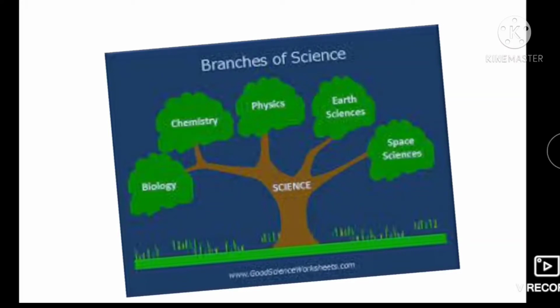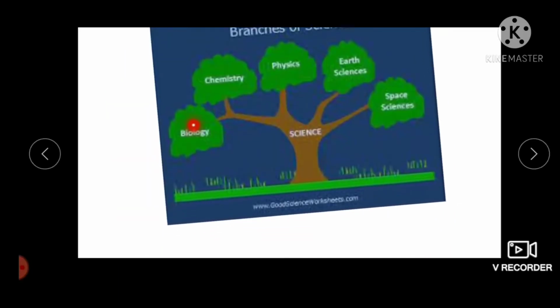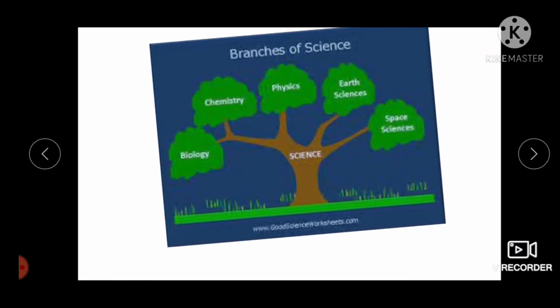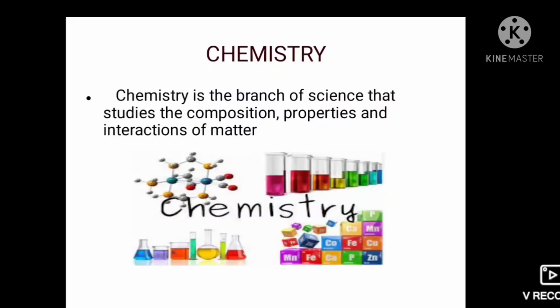And the word science is originated from Latin word scientia, that means knowledge. Science is subdivided into various disciplines: biology, chemistry, physics, earth science, space science and geology, etc. What is chemistry? You have learned in your lower classes about many concepts, theories, process, reactions involved in chemistry.